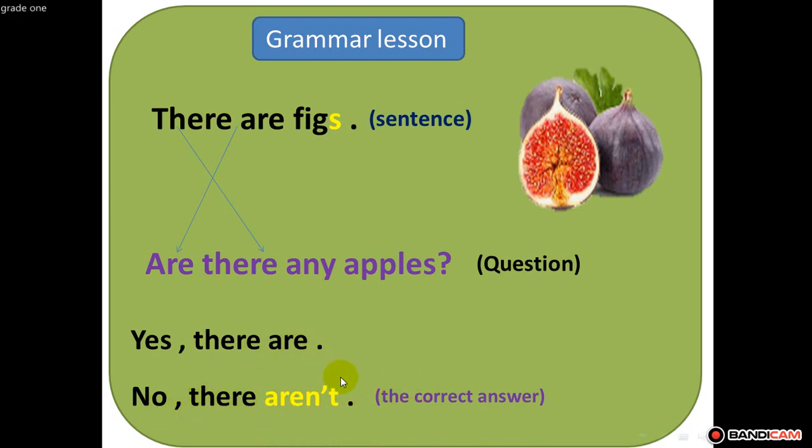So the correct answer is, look at this picture. What are these? There are figs. So, are there any apples? No, there aren't.